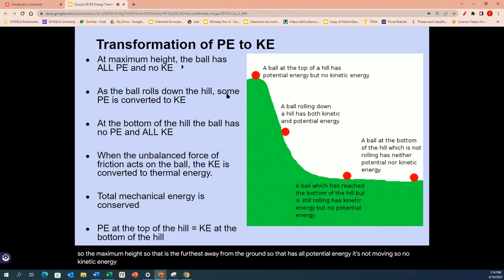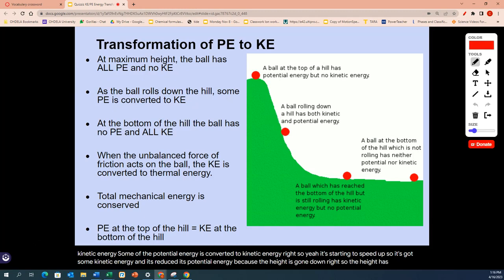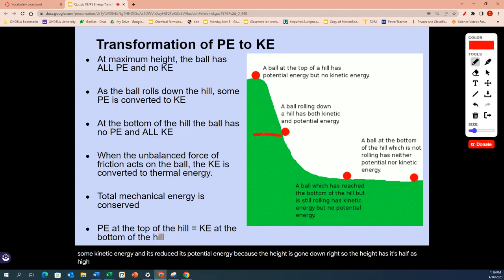As the ball rolls down the hill, some of the potential energy is converted to kinetic energy, right? So yeah, it's starting to speed up. So it's got some kinetic energy and it's reduced its potential energy because the height has gone down. It's half as high, so it's lost some height. So if this was 10, this is now 5. And because it's 5, it has less potential energy. It's gained some speed, so it's increasing in kinetic energy.